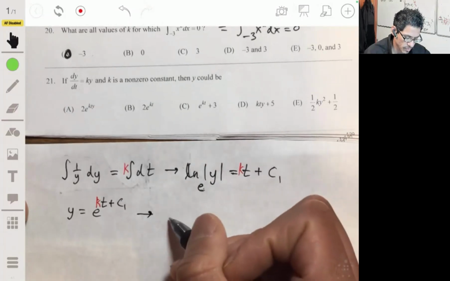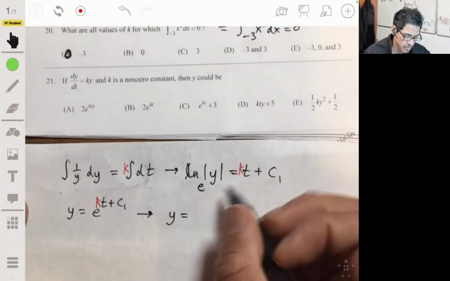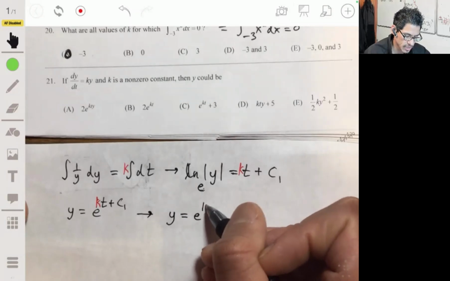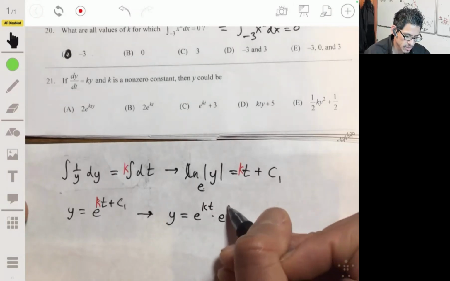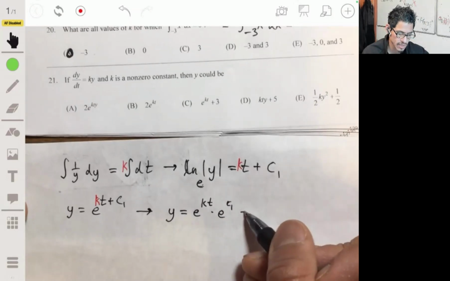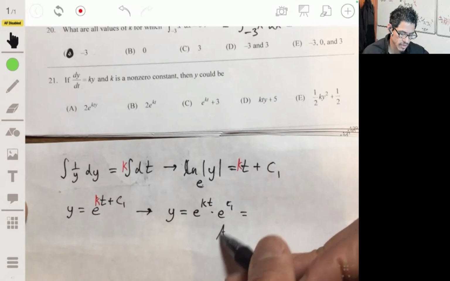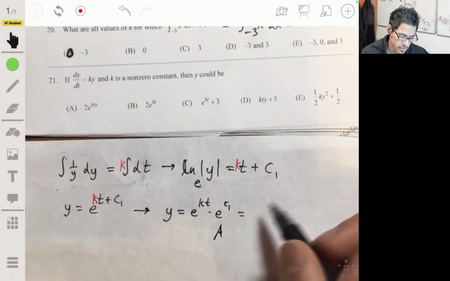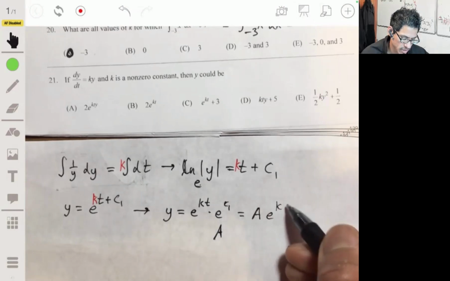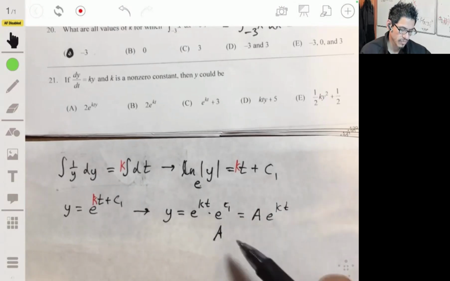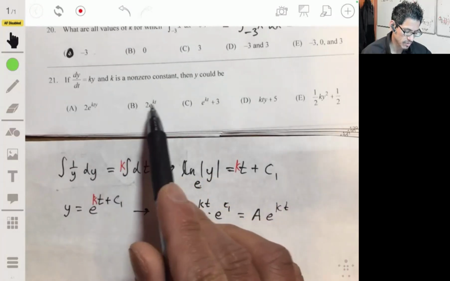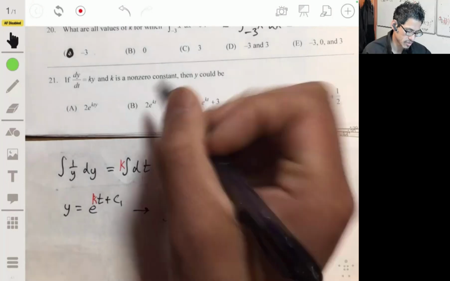Using, remember, properties of exponents. This is the same as y equals e to the kt times e to the c1. Now, e to the c1 is just another constant. So we can just call this a. That's usually what most textbooks will use. So this is just a coefficient. So this is the same as a times e to the kt. And that constant could be 2, I guess, because that would be the closest. But that'll be the only one that would match this one. So the answer would be B.